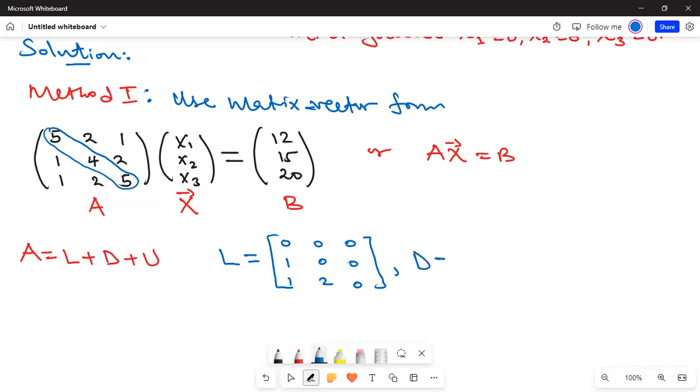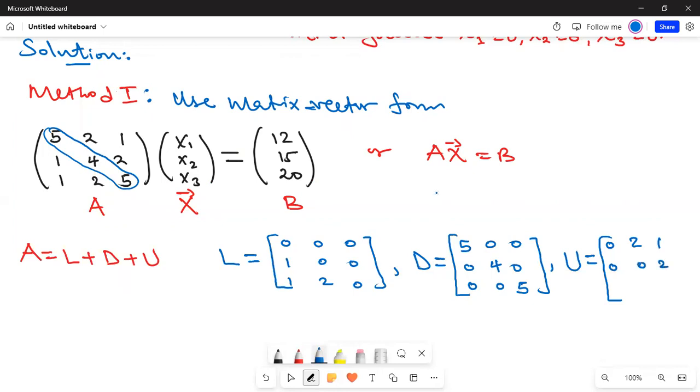To get D, only the elements along the leading diagonal, the rest are zeros. And finally, to get U, we now need the elements above the leading diagonal. The rest are zeros. When you add all of them, you get the coefficient matrix A.